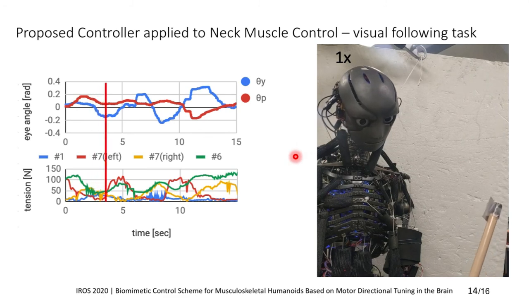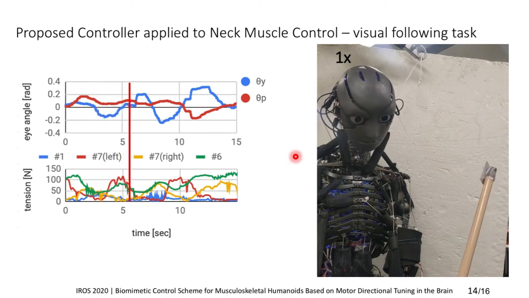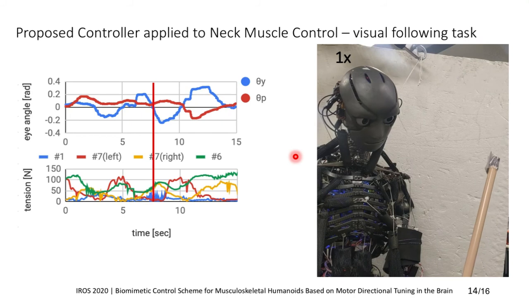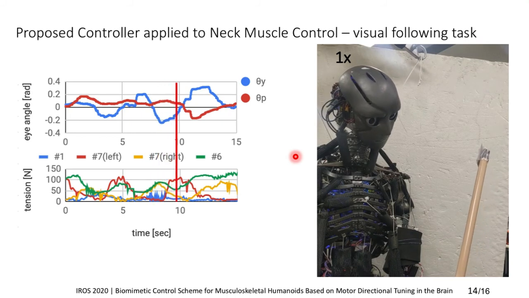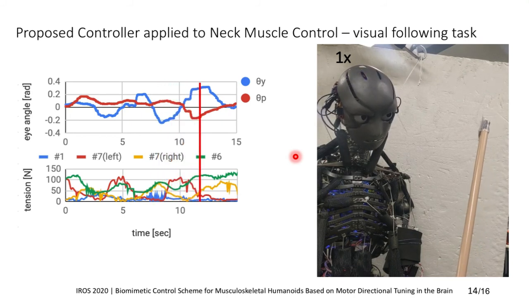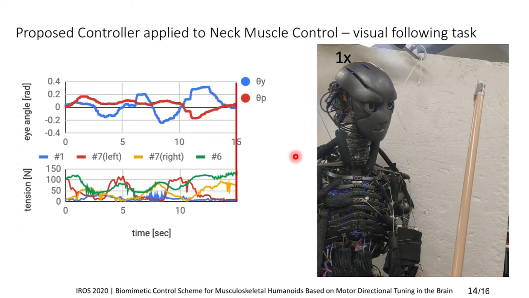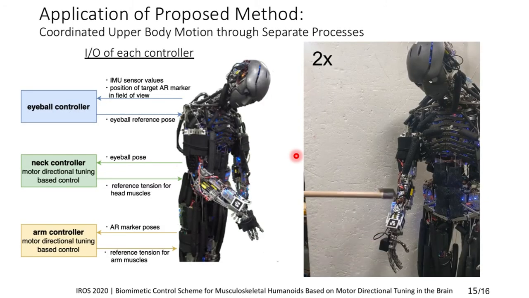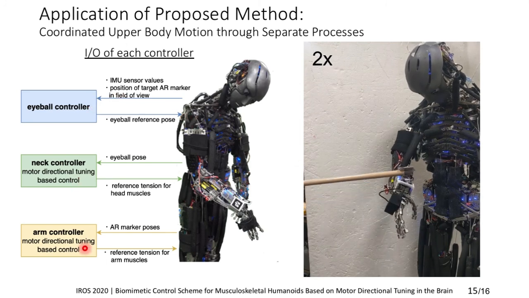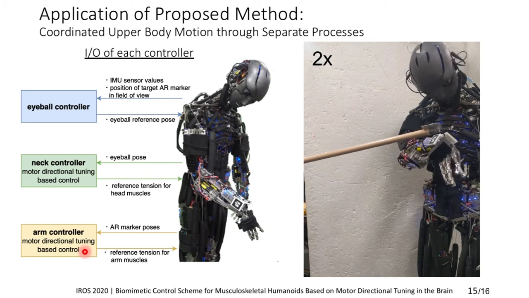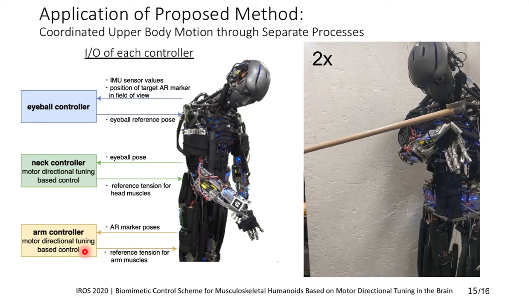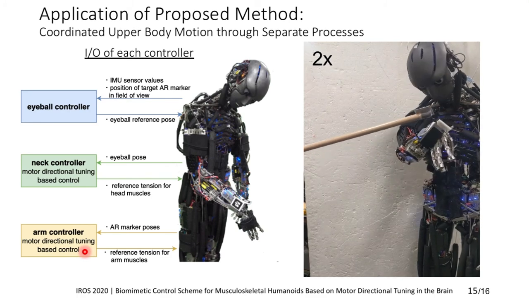Here it is applied to a visual following task. You can see that it first tracks the target with its eyes, and then the head catches up to align the head with the eyes. Finally, the three controllers for the eye, neck, and arm were run simultaneously to generate a coordinated upper body motion that tries to track a visual target with the arm and head.